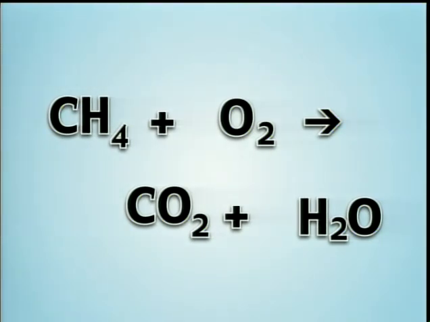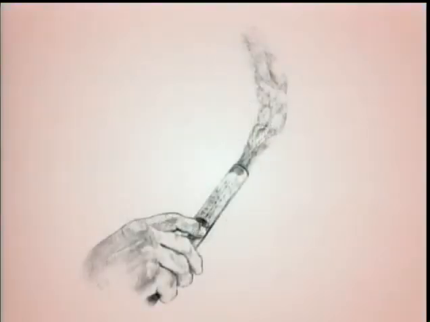To make this equation balanced, all we need to do is add a 2 in front of the O2 on the reactant side, and then add a 2 in front of H2O on the product side of the equation. The equation is now balanced with the same number of atoms of each element on either side of the equation.